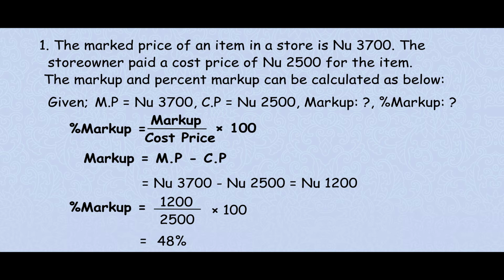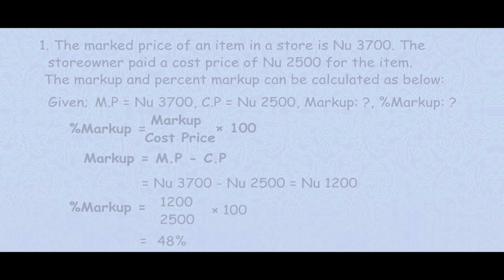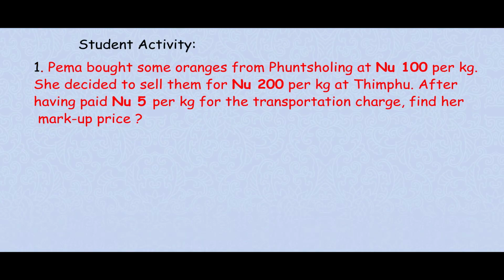Markup percent is 48%. I have two questions for you. Note down those questions and solve them. Question number 1. Pema bought some oranges from Phuentsholing at Nultrum 100 per kg. She decided to sell them for Nultrum 200 per kg at Thimphu. After having paid Nultrum 5 per kg for the transportation charge, find her markup price.